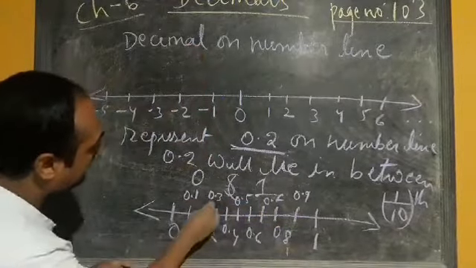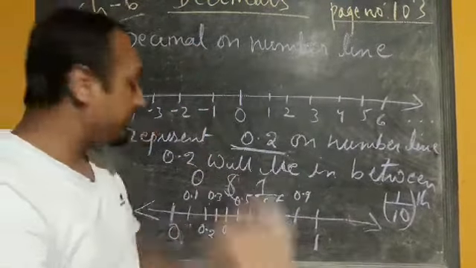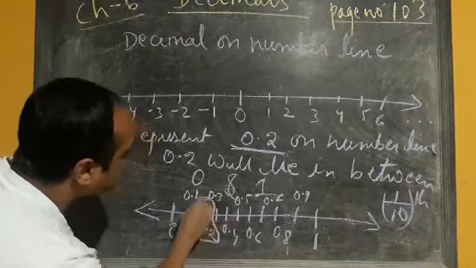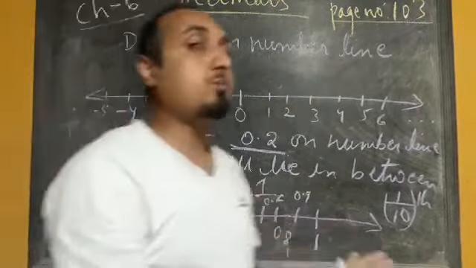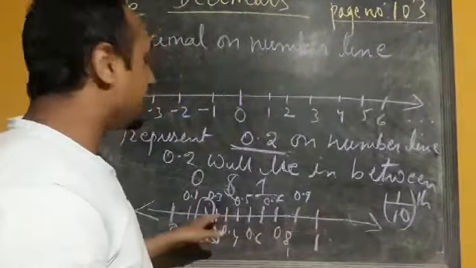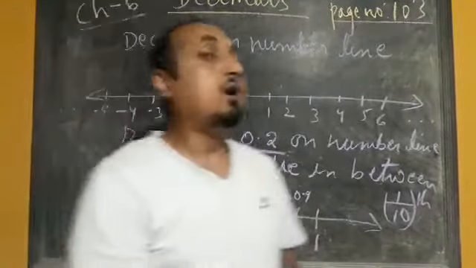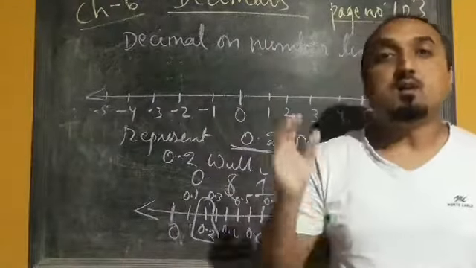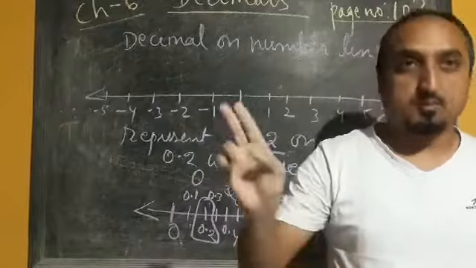So where will our 0.2 lie? 0.2 will lie here. This is our 0.2. So 0.2 is greater than 0 and less than 0.3. So this is the way to represent a decimal on a number line. I will take another example.